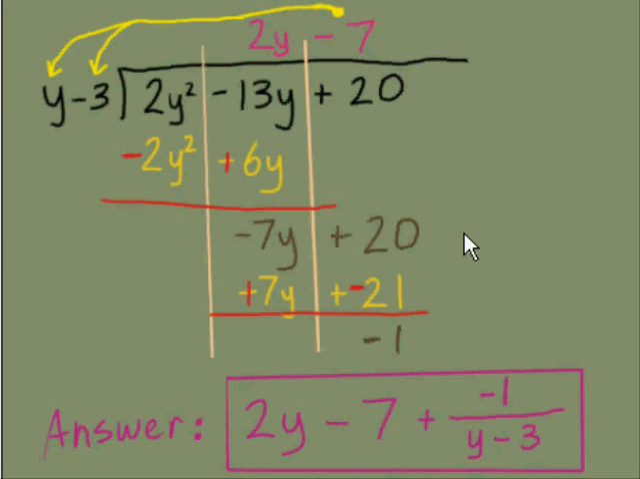And that's how we'll always deal with those cases where we end up with a remainder. You just create a new fraction that gets added on to the end of your answer. The remainder goes into the numerator. This divisor is your denominator.